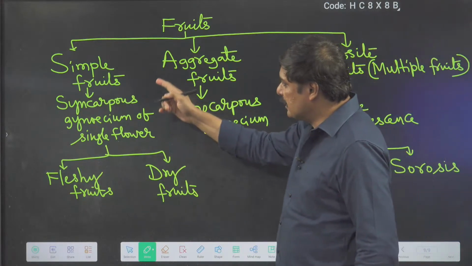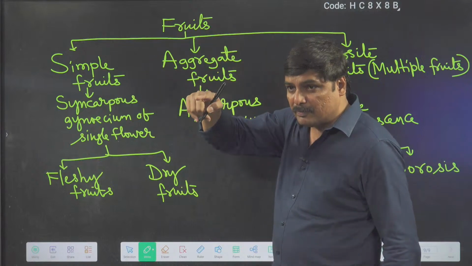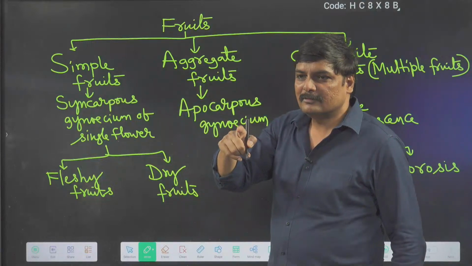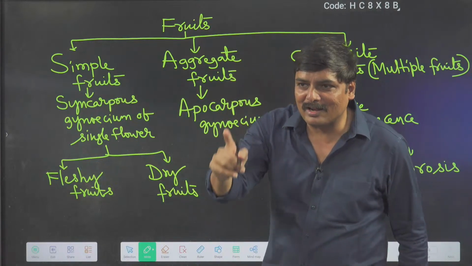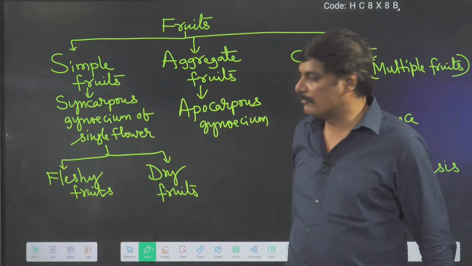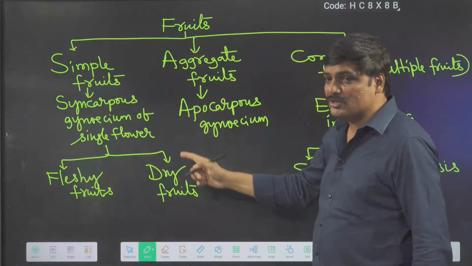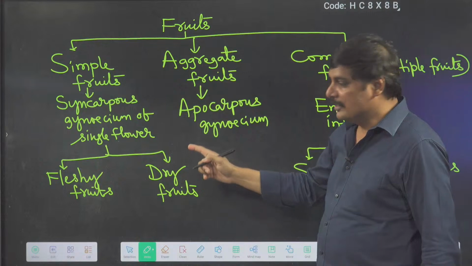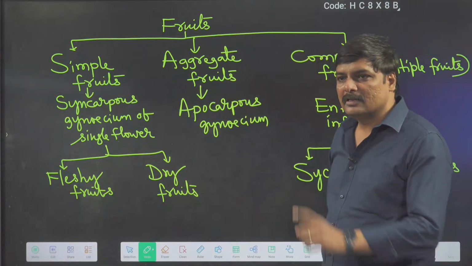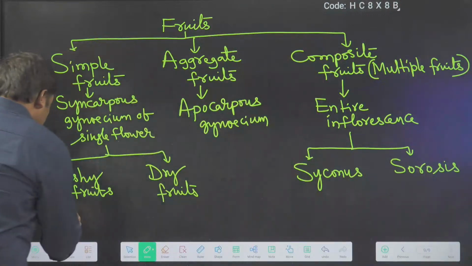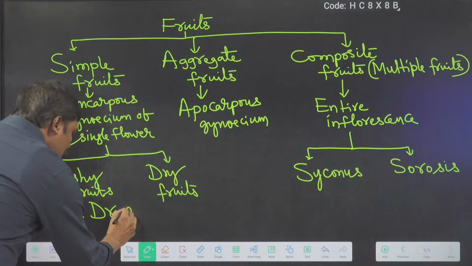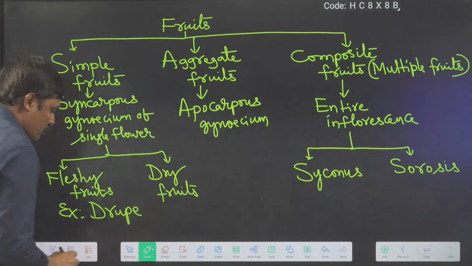The simple fruits, again, are divided based on the nature of the pericarp. I told you what the pericarp is: the fruit wall is called the pericarp. Based on the nature of the pericarp, it is divided into fleshy fruit and dry fruit. The best example of a fleshy fruit is the drupe. Drupe is a fleshy fruit.